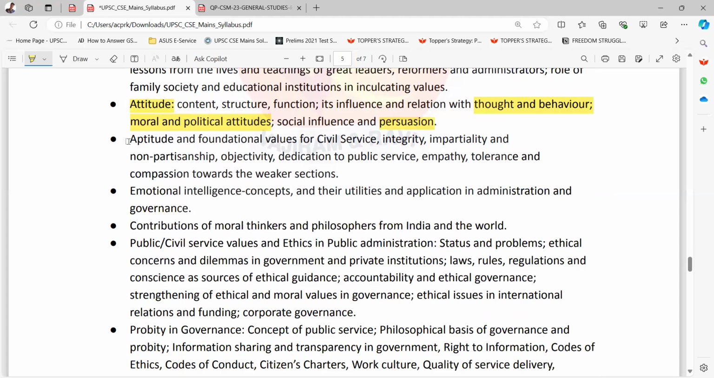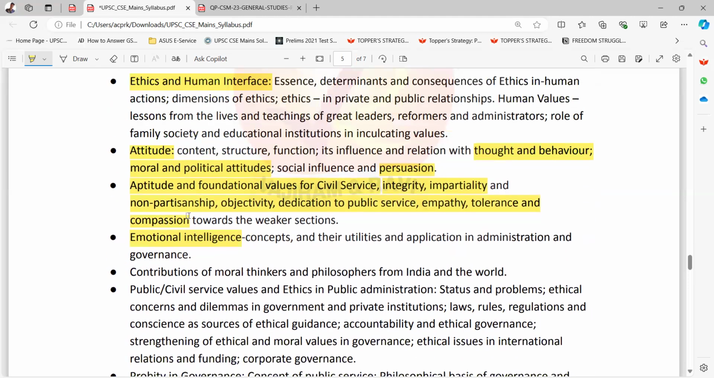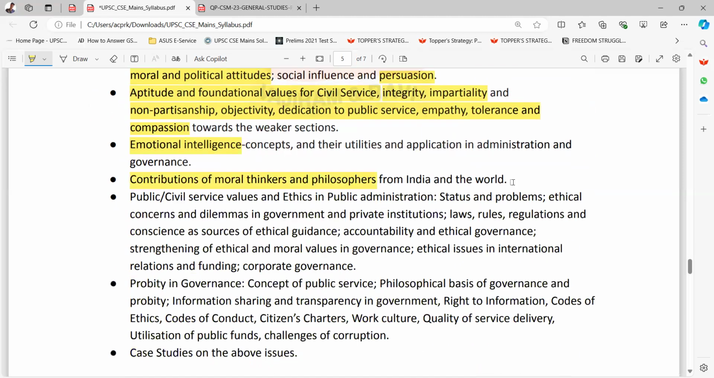Third one is aptitude and foundational values for civil service: integrity, impartiality, and non-partisanship, objectivity, dedication to public service, empathy, tolerance, and compassion towards the weaker sections. Fourth one is emotional intelligence, concepts and their utilities and application in administration and governance. Fifth one is contributions of moral thinkers and philosophers from India and the world.